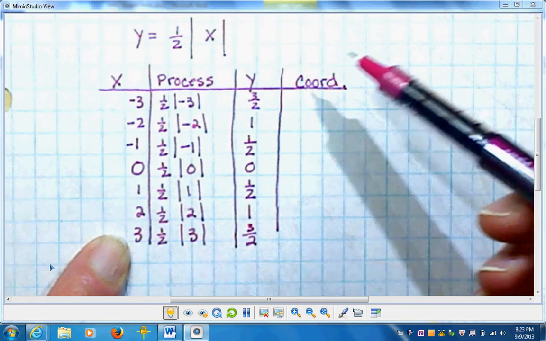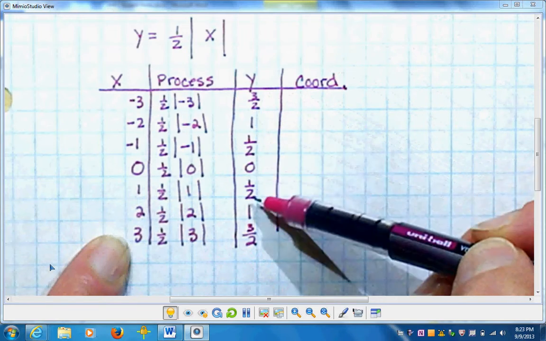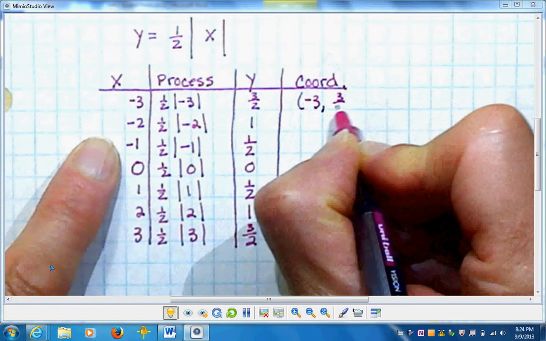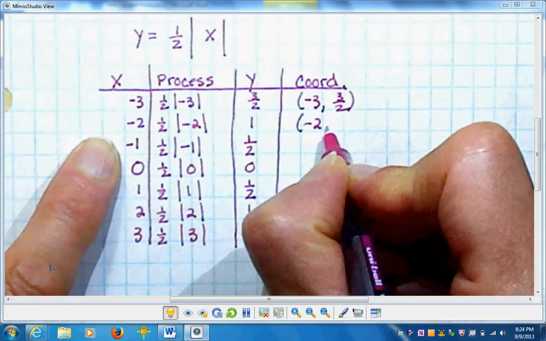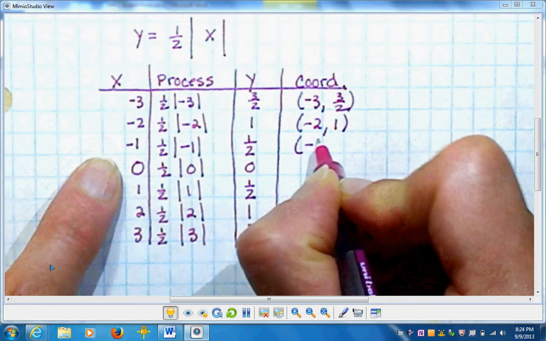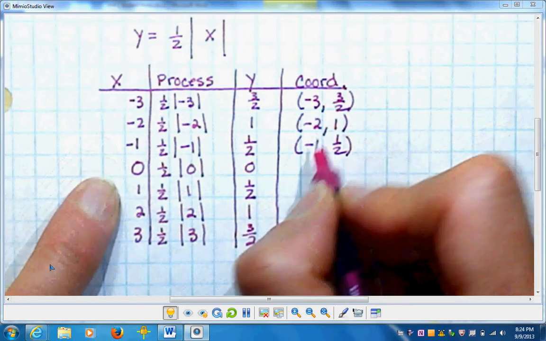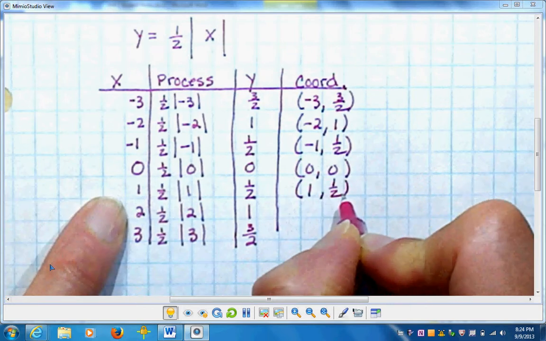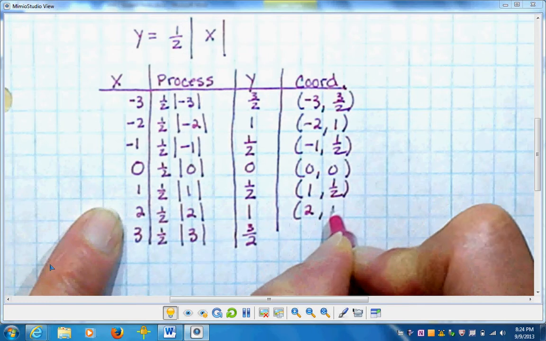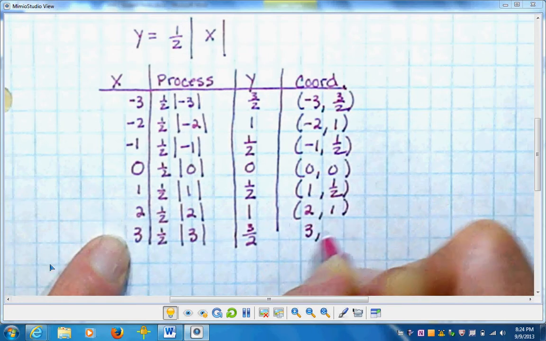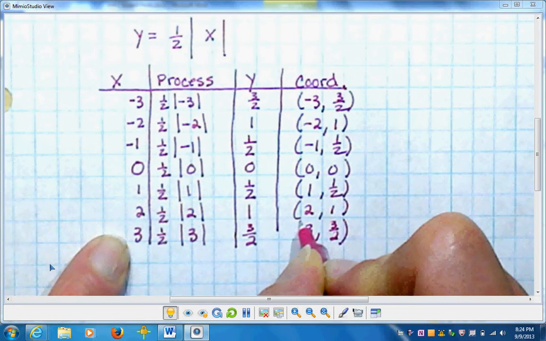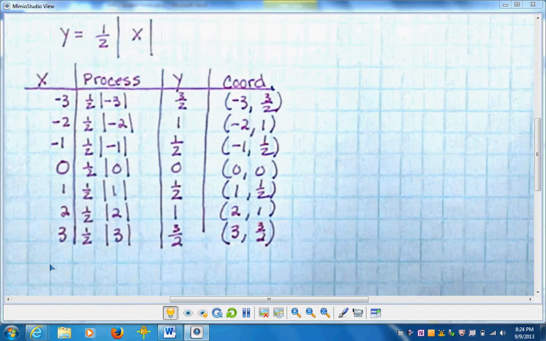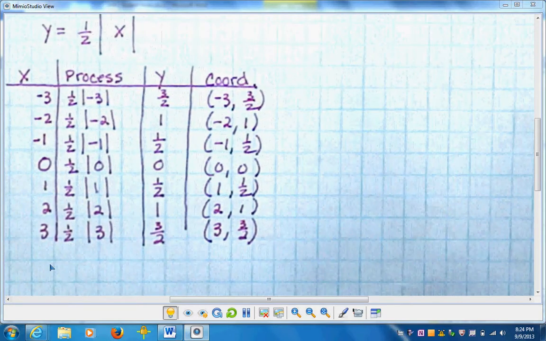So if you notice, our numbers kind of mirror each other. So I go down and back up. So these coordinates are -3, 3/2, -2, 1, -1, 1/2, 0, 0, 1, 1/2, 2, 1, 3, 3/2. Okay, so I'm going to take all those values and I'm going to go ahead and graph it.